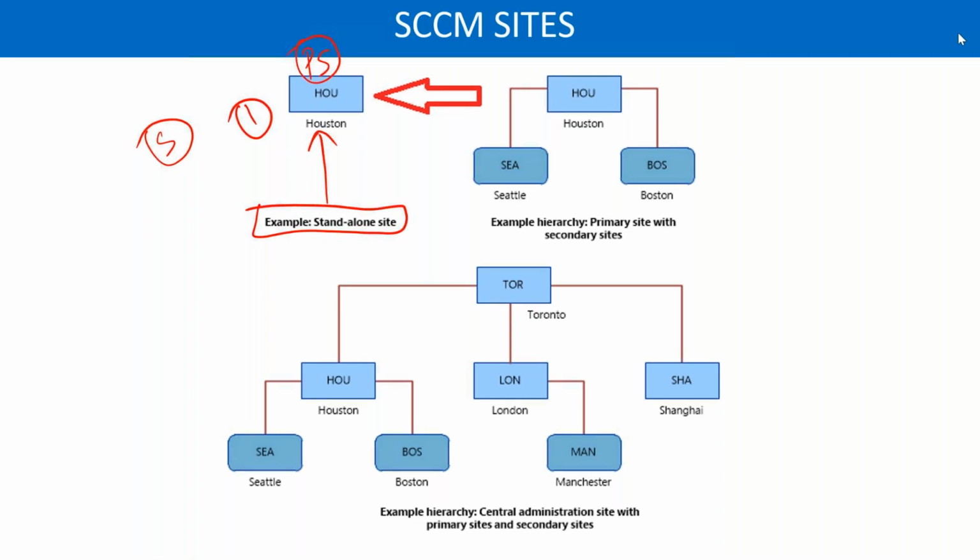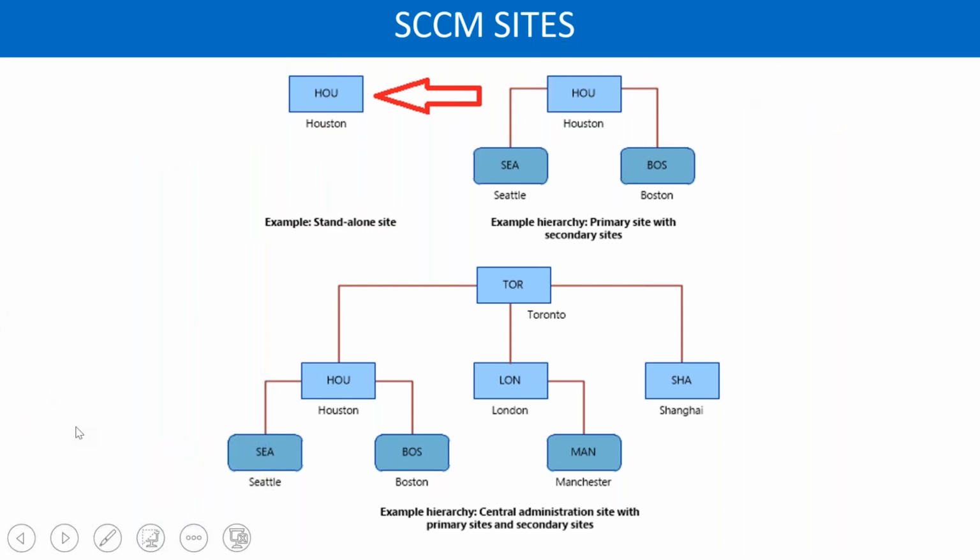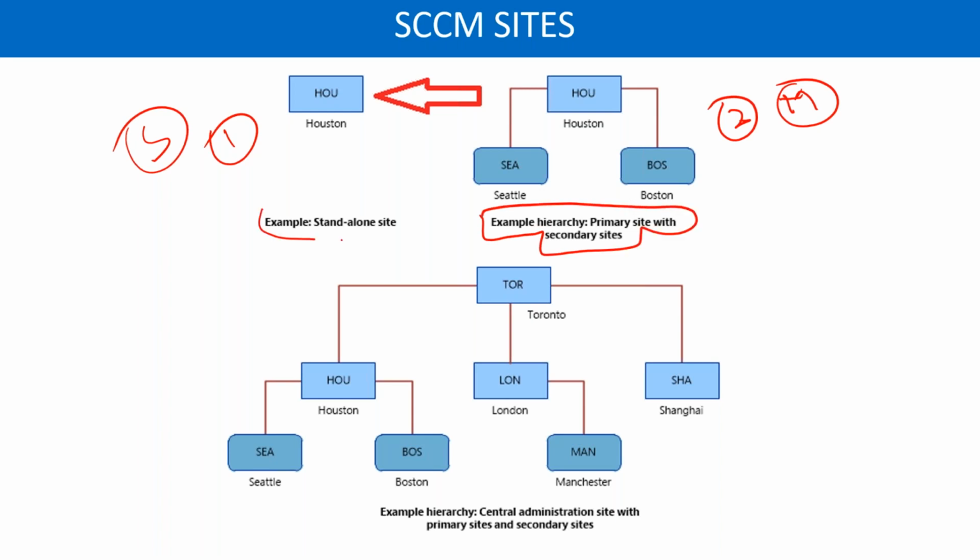The second architecture is for mid-sized companies with fewer than 100,000 devices, with one headquarters and branch offices. Let's say Houston is the headquarters, Seattle is branch office 1, and Boston is branch office 2. In Seattle you need secondary site 1, and in Boston secondary site 2, because these are two branch offices, and these two secondary sites will report to the primary site. Got it? Yes. Understood. So the first is for small companies, with only one standalone primary site, without any secondary. The second is for mid-size companies, with one primary plus secondaries.